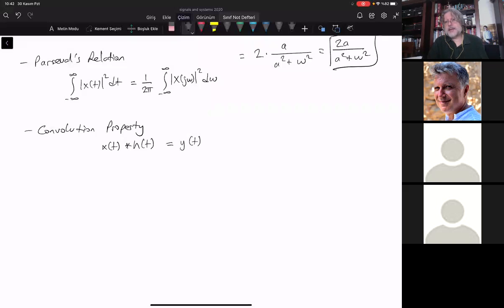Now, if you can take the Fourier transforms of those two signals, x of t and h of t, then you can obtain the Fourier transform of the output way easier. It's like this: X of j omega times H of j omega is equal to Y of j omega. So in the Fourier domain, you just multiply the Fourier transforms. You don't convolve them in the frequency domain. And I believe multiplication is easier, right?